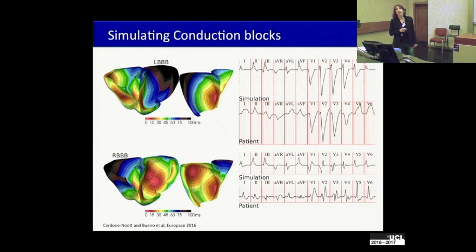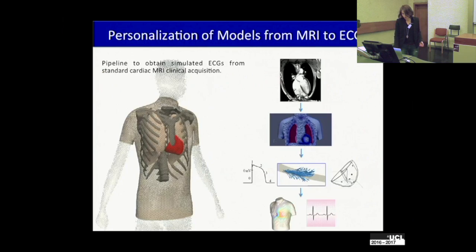As we observe, they are quite similar, so the method is working quite well. And this is the last example I'm going to show you. This is the one we are working on. Up to now, we were using the same torso, the same mesh for different pathologies, for different investigations, and here we were going towards personalization of models from MRI, magnetic resonance images, to ECG.